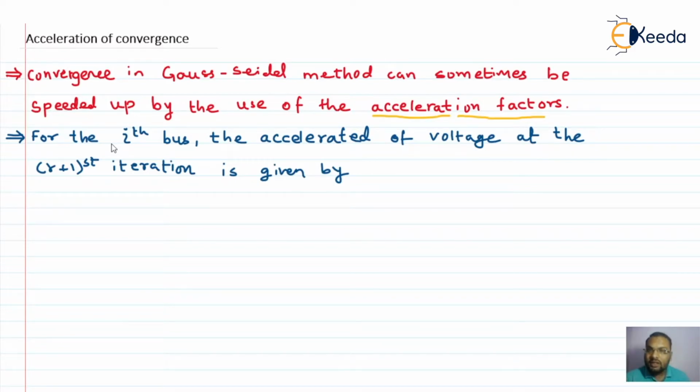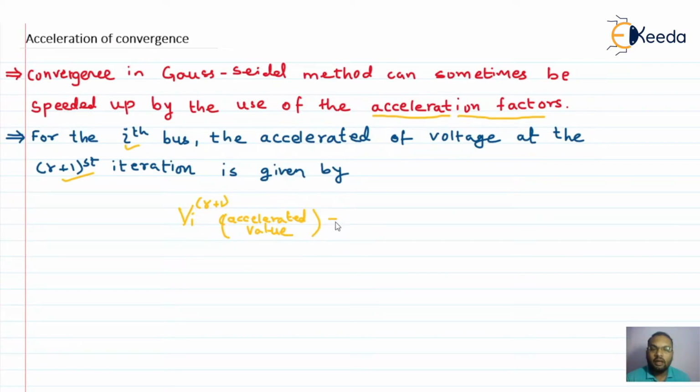For that, I am considering an ith bus. For that ith bus, let me show you how to obtain the accelerated value of the voltage in the (r+1)th iteration. The voltage at the ith bus in the (r+1)th iteration, now that we are using an acceleration factor, I will write here as the accelerated value.